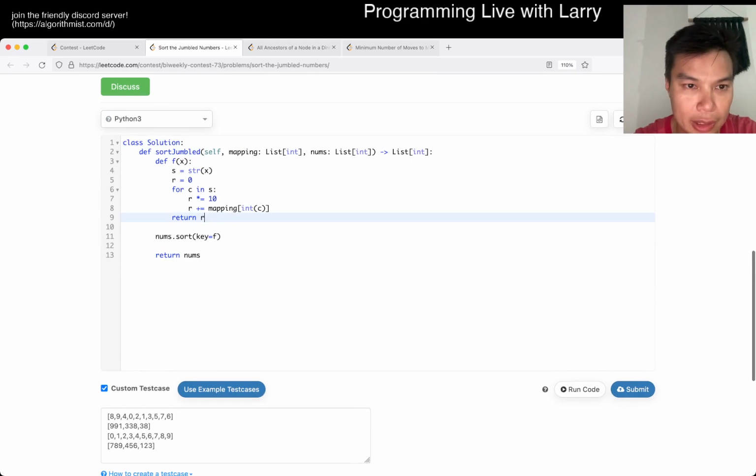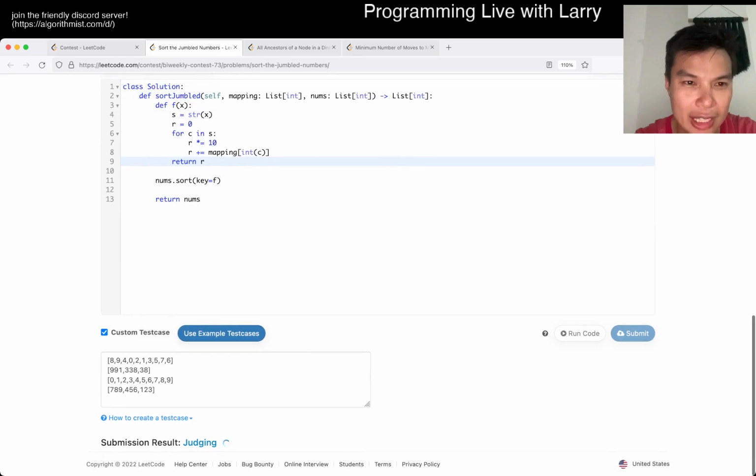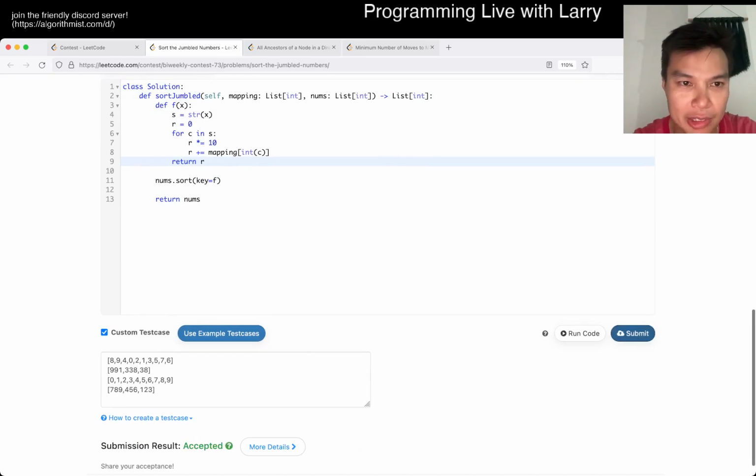No, I almost messed it up. Oh no, I got it right, maybe. I thought I had returned string for some reason. That's why I was like, maybe I messed it up, but actually I did it the number way, so that's why.